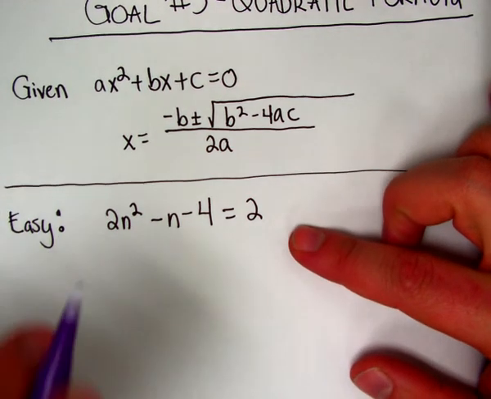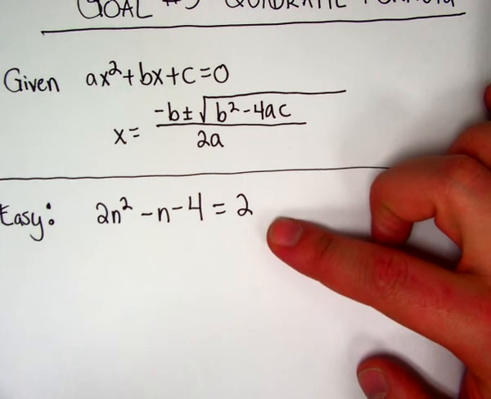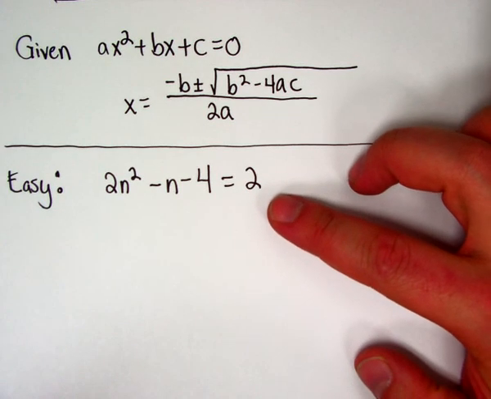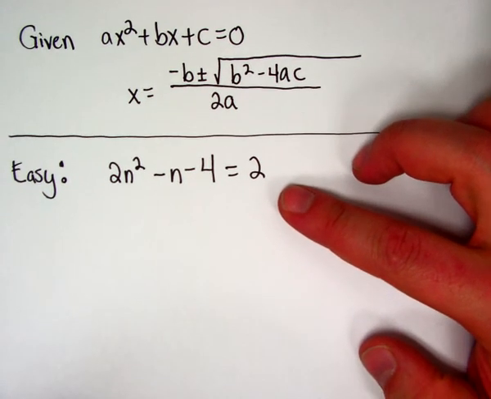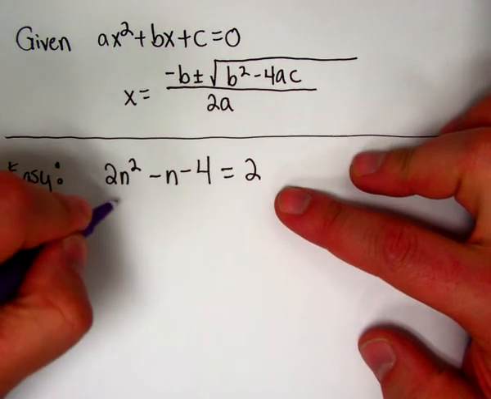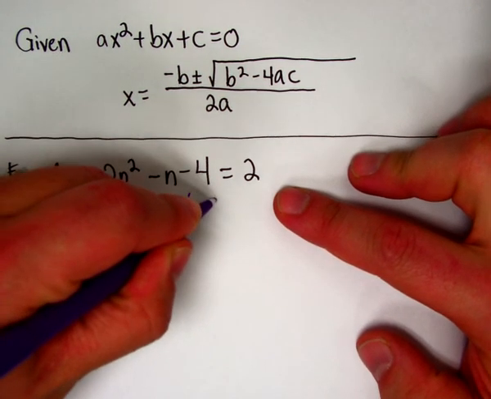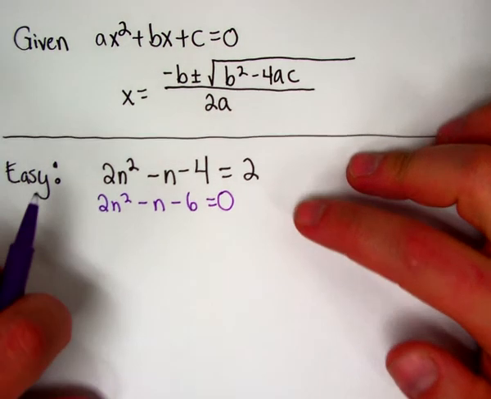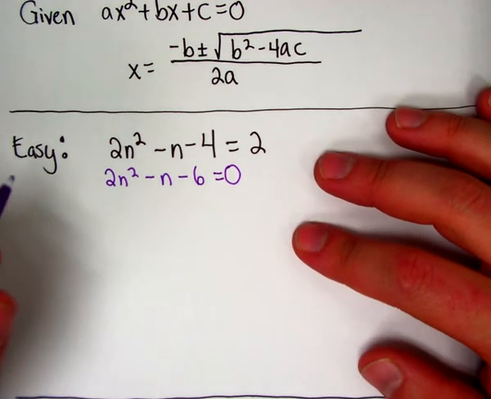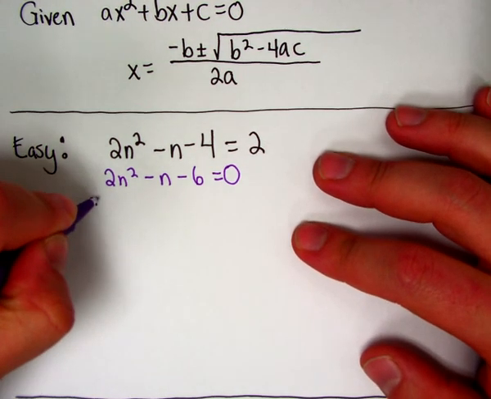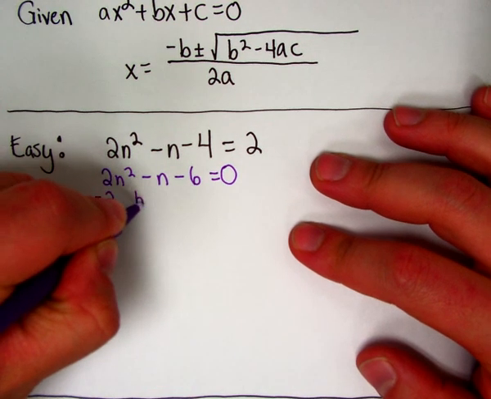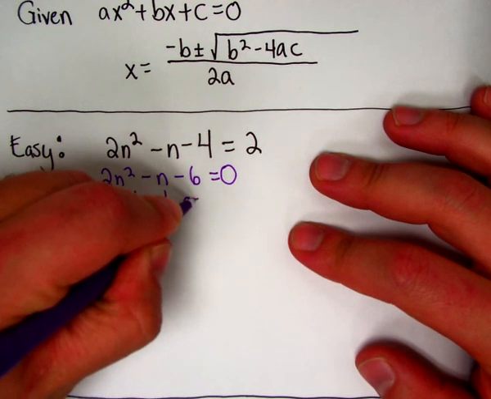Okay? So rule number 1, get it into standard form. So when we have this example, 2n squared minus n minus 4 is equal to 2, we're going to move the 2 over, and we're going to get everything equal to 0. From here, we need to know what is the a value, the b value, and the c value in our problem. In this case, a is 2, b is negative 1, and c is equal to negative 6.